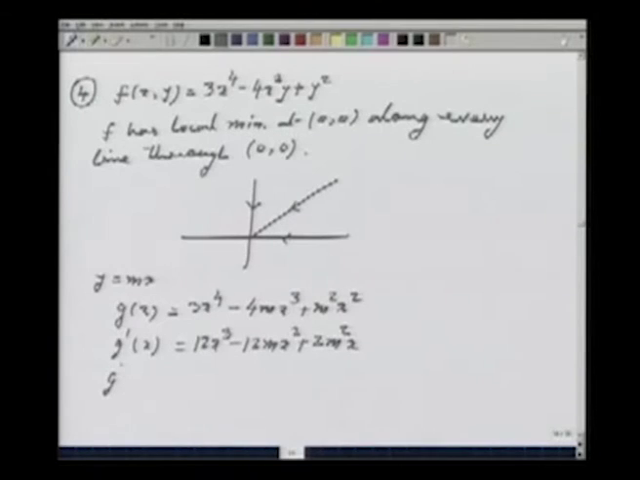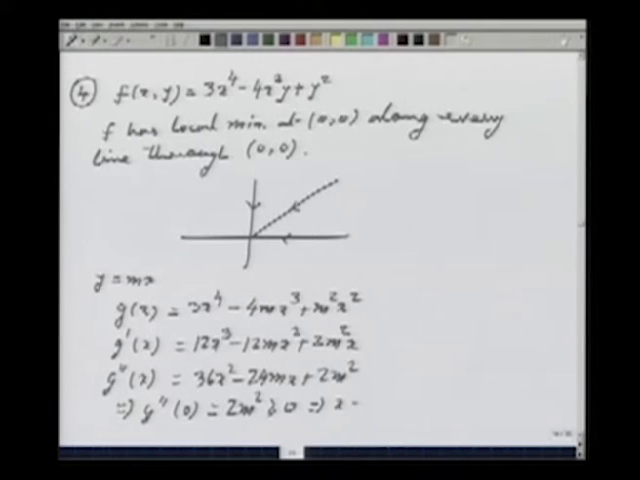Then I look at g double prime of x, that is 36x squared minus 24m x plus 2m squared. So this implies that g double prime at 0 is 2m squared, which is bigger than or equal to 0. This implies x equal to 0 is a local minimum, and hence (0, 0) is a minimum of the function along the line y equal to mx.